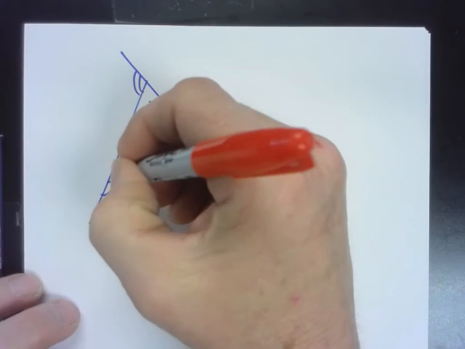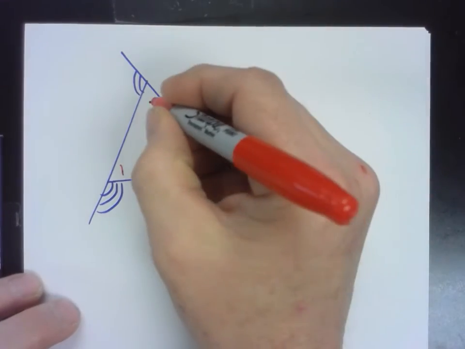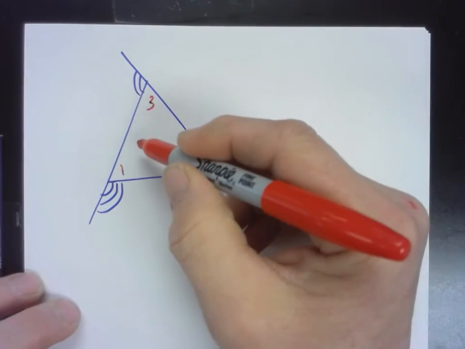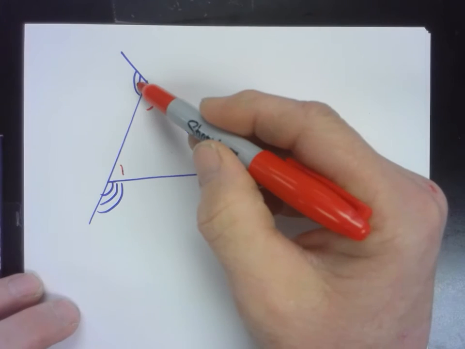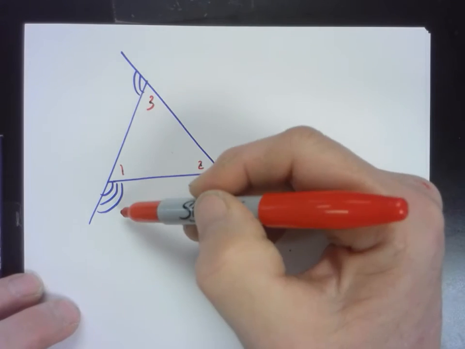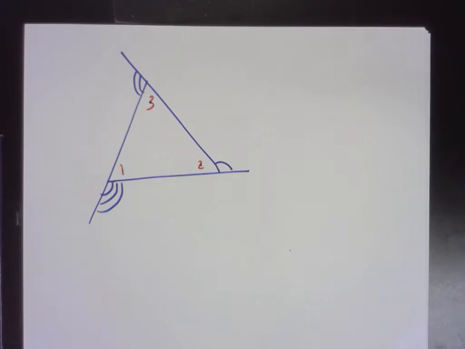Okay, but I want you to notice something with this triangle. As we look at angle 1, 2, and 3, they're all acute in this case, aren't they? Okay, look at the exterior angles. Are they acute? They're obtuse. Every one of them is obtuse, isn't it? Okay, so if they're all obtuse, they're not going to add up to 180, are they?